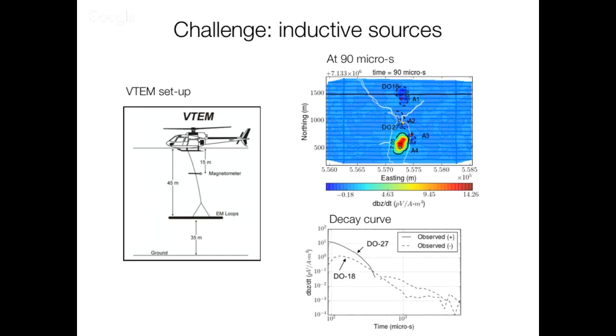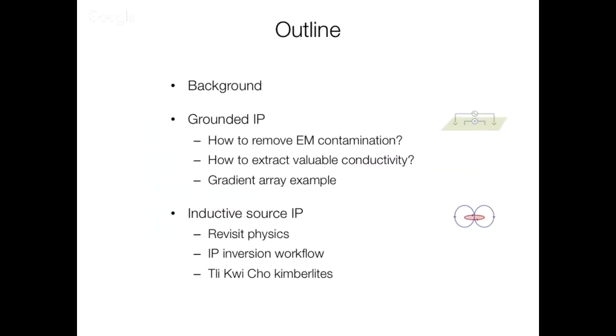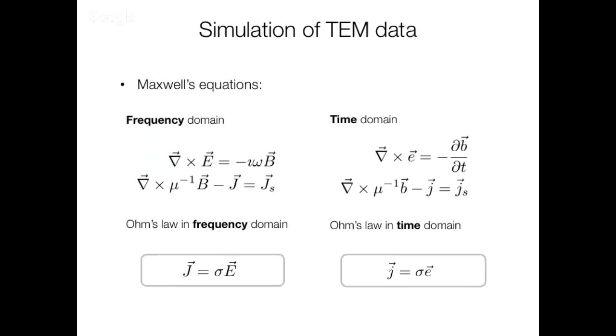This is Z at 90 microseconds. This is all positive. This is a decay, so you observe data for this pipe, and the dash line is for this one here, which is entirely negative. So there's two parts to this. One is how do we contend with the EM contamination and show a gradient example. That'll be a synthetic. And then for the inductive source, we'll actually revisit this kimberlite pipe.